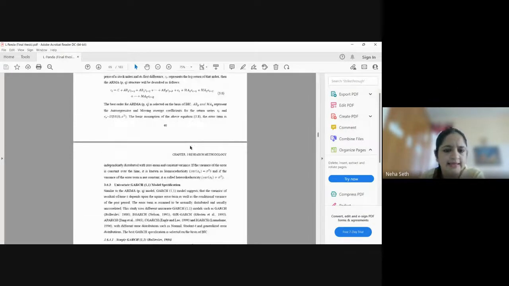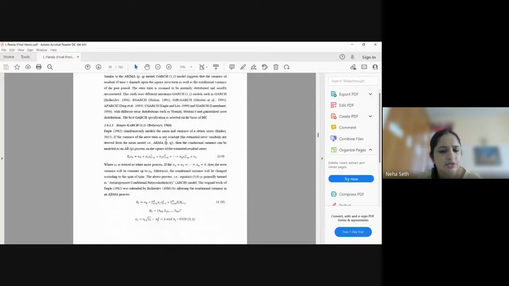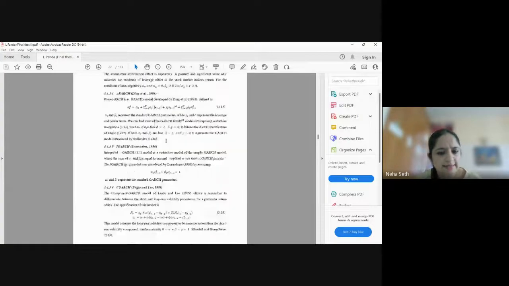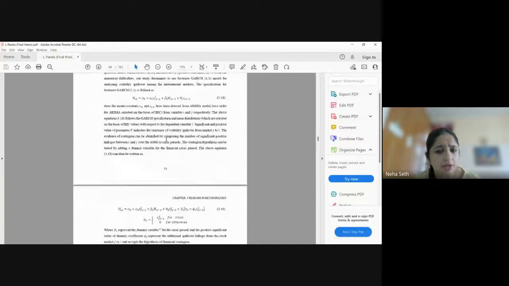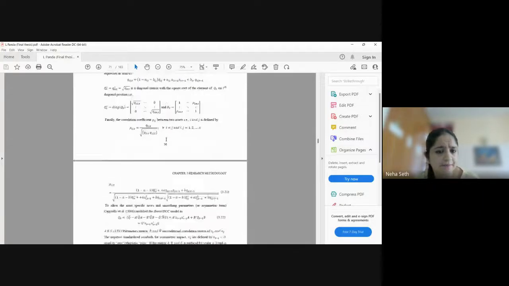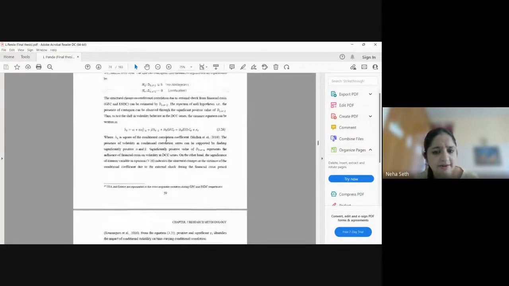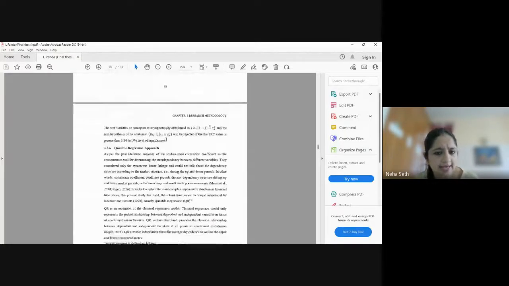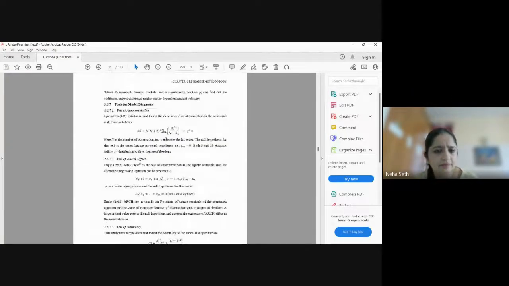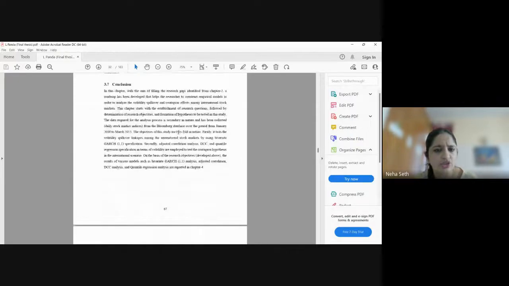Then these are the tests that he has used for the purpose of analysis. He has justified all the tests which are used for this study here. He has defined and justified every test, why he is using this particular test for analyzing the data. And here is the conclusion of this chapter.